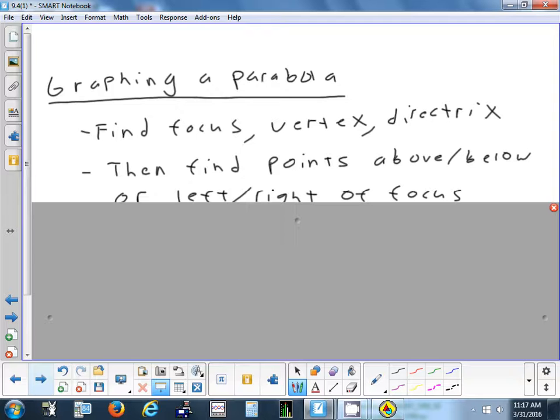All right, so when we're graphing a parabola, one thing we want to try to find is the focus. Even though the focus isn't actually part of the graph, it's inside the parabola, so we're going to try and find it. Vertex, we definitely want that for our graph. Directrix, again, it's nice to find it. It's not actually part of the picture.